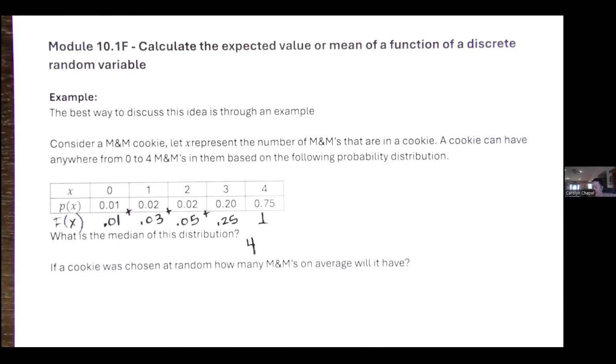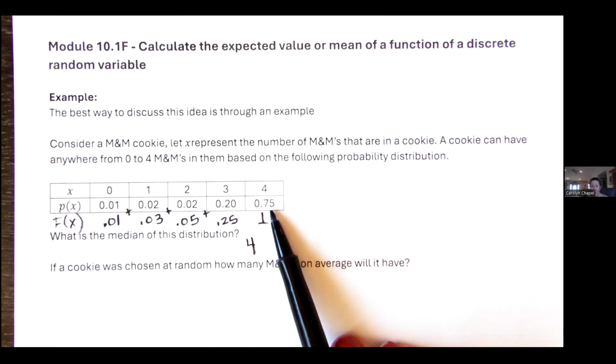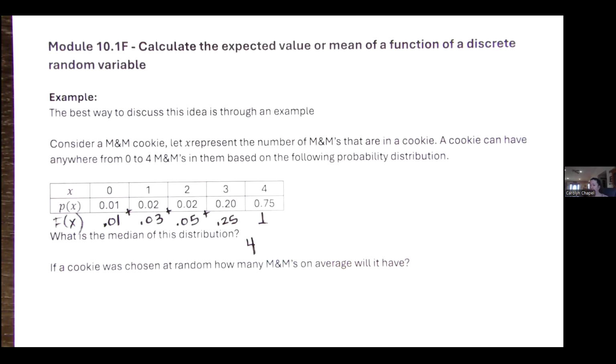And if you think about it, if we had 100 cookies and each of them had a number on them as to how many chocolate chips they had, and we put them in order, we'd have 75 that would have the number 4. And if we were looking for that middle cookie, we'd still be in our 4s.